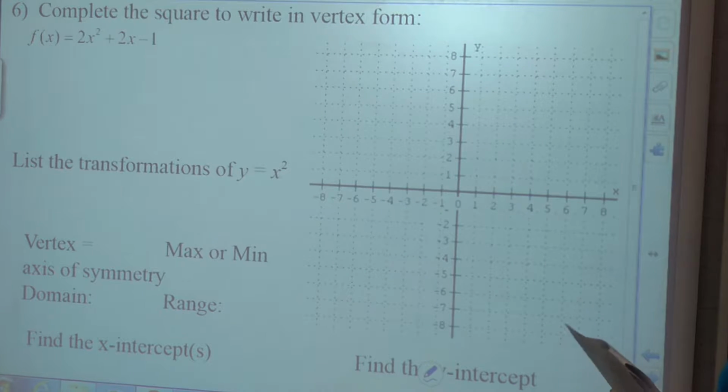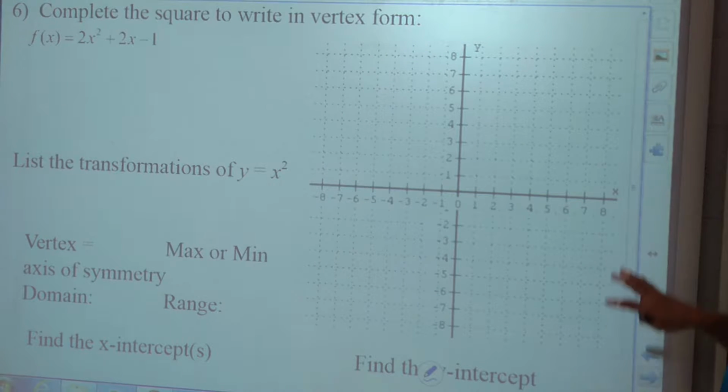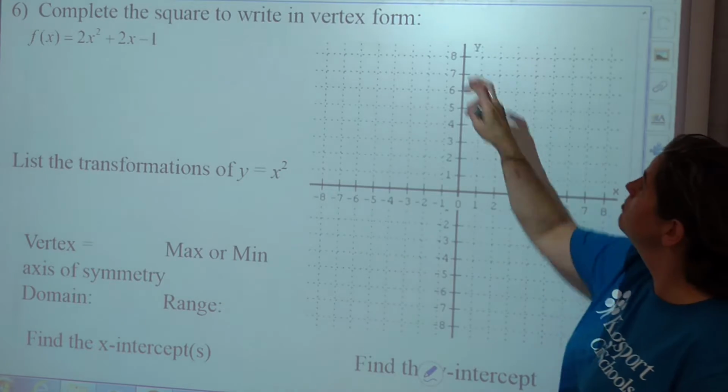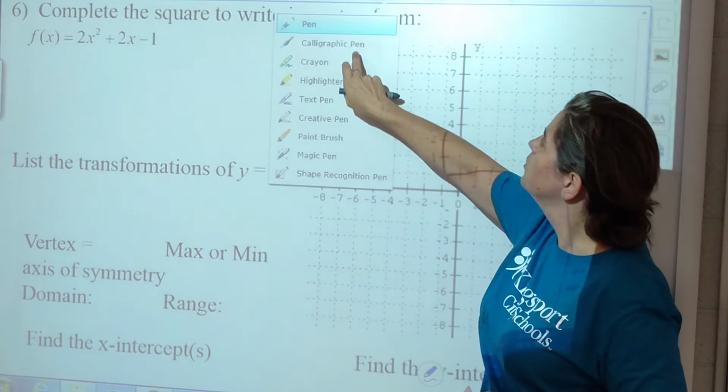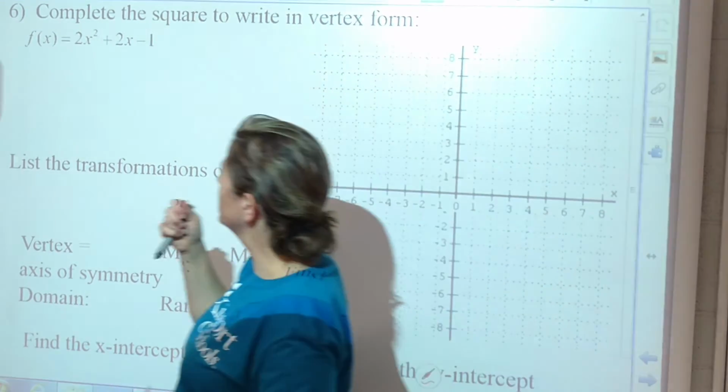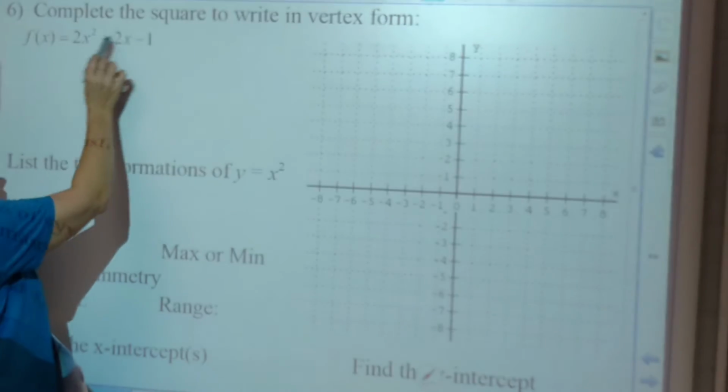Okay, looking at 6. On 6, we're going to be asked to complete the square. And we're actually going to forego all of the graphing because nothing's going to change there. We're just going to complete the square. Remember to complete the square.